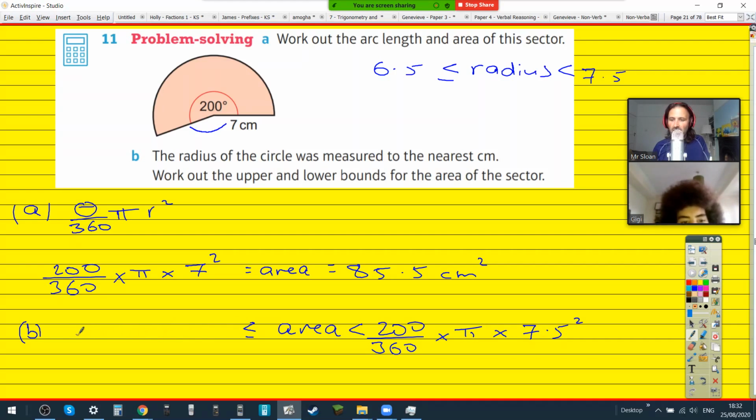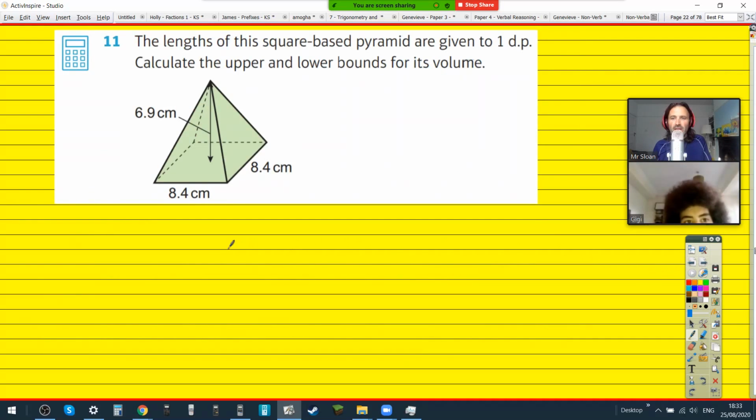And how would you get the lower bound for the area? It'll be the same, but times 6.5 squared. Well done. Because the area wasn't rounded, the radius was rounded, and so we just unrounded it. Any questions about that?